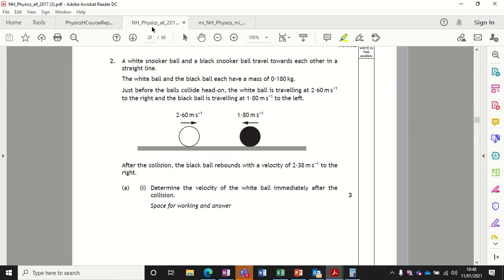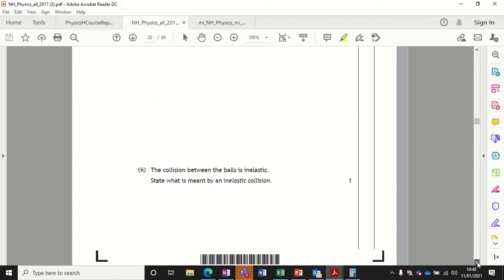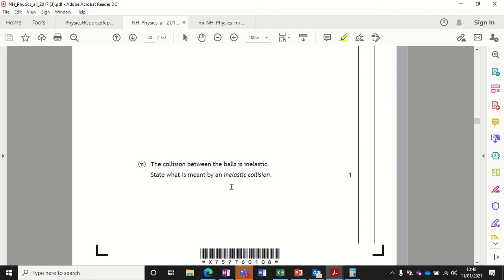So if I go to question 2 in the past paper, you can see that this looks like, on the face of it, a collision type problem. So it's related to momentum. So for the first part, we're asked to determine the velocity. So we're having to do a calculation of momentum before and after a collision. For the second part, we're asked to make a statement about what is meant by an inelastic collision. So this is the part of the problem where candidates seem to find demanding, they seem to struggle.